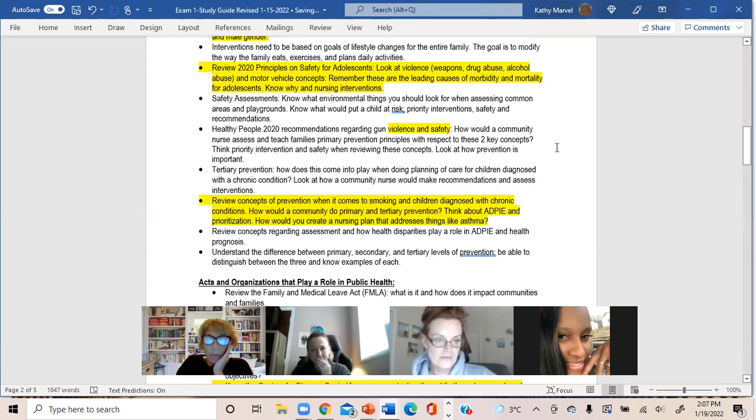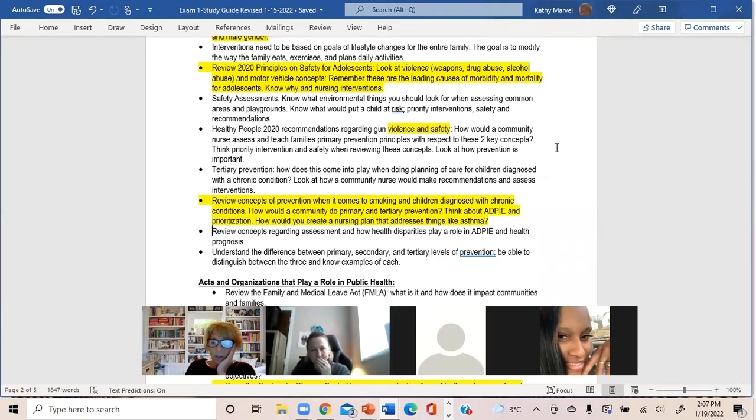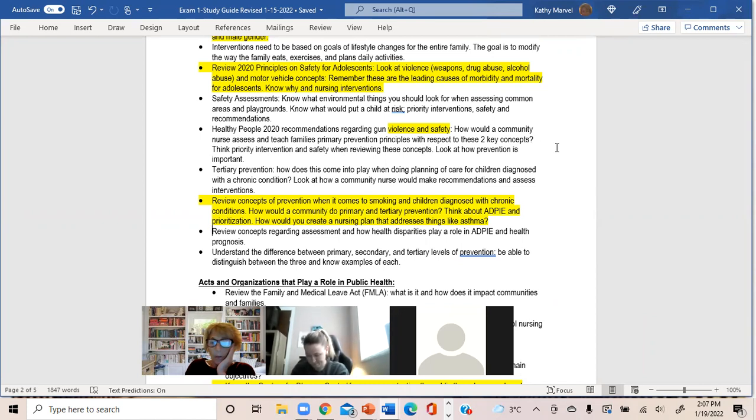Review concepts of prevention, which is primary, secondary, tertiary, when it comes to smoking and children diagnosed with asthma or chronic conditions, meaning asthma. How would you do a primary and tertiary prevention? So what would you guys do? What's a primary prevention? Teaching healthy diet, education.